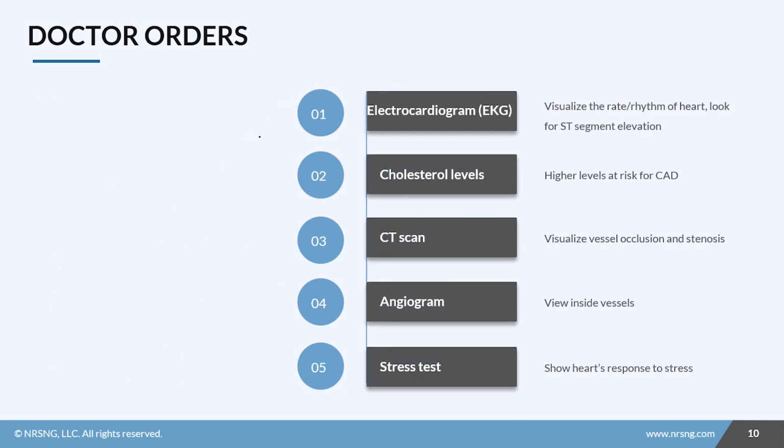So if the doctor's concerned that the patient might have coronary artery disease, they might order different tests to check it out. So an EKG is going to help us to visualize the rate and rhythm of the heart. And remember, you want to look for that ST segment elevation.